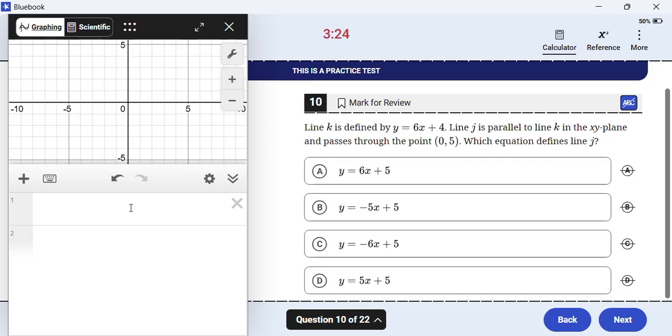Number 10. Line K is defined by y equals 6x plus 4. Line J is parallel to line K. Oh, wait, what's parallel?